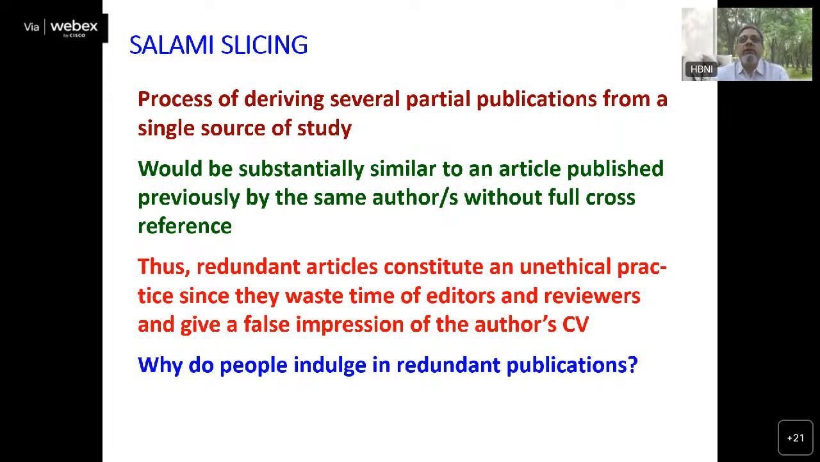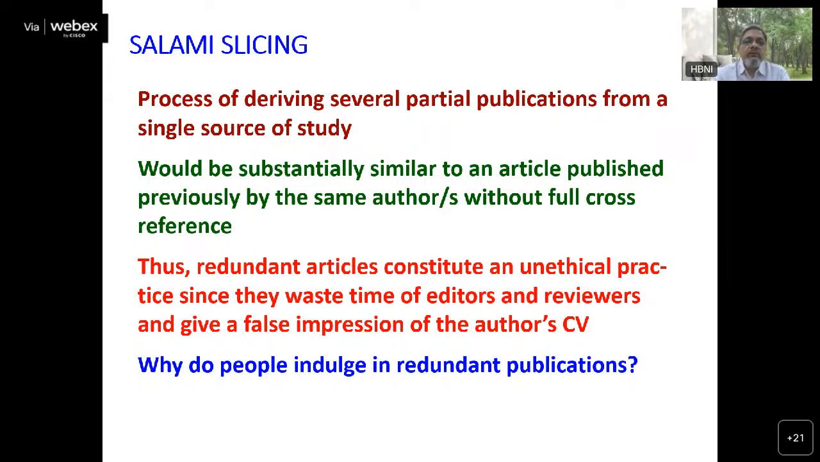So what you're essentially doing here is that you have one set of measurements which you have carried out and you have broken it up into 3-4 sets and then you are trying to get partial publications from the single source of study. So what will happen, because unless the behavior is drastically different, it will be very similar to an article which is published previously by the same author, again without cross-linking. So these are the kinds of problems you have with redundant publications. So basically they constitute an unethical practice.